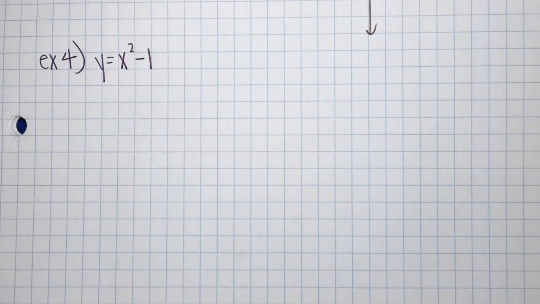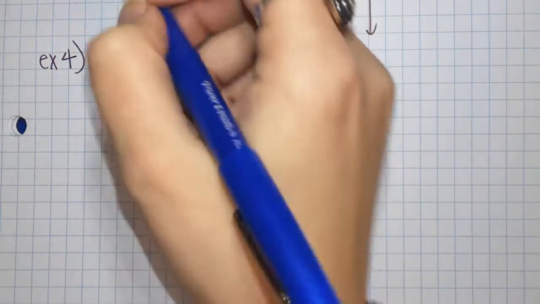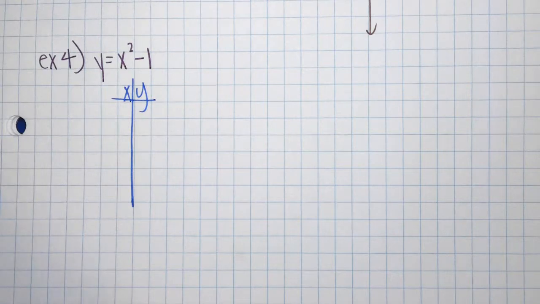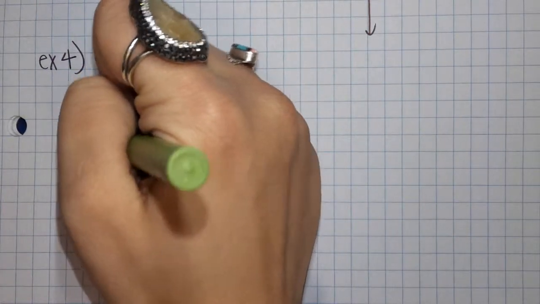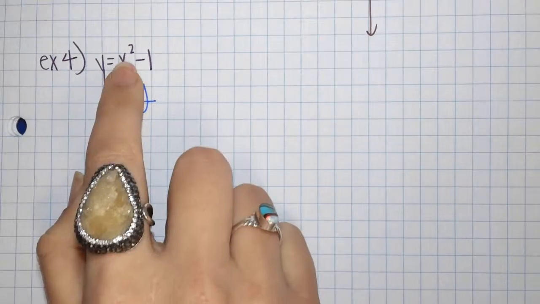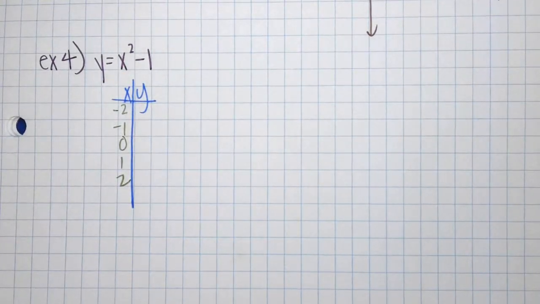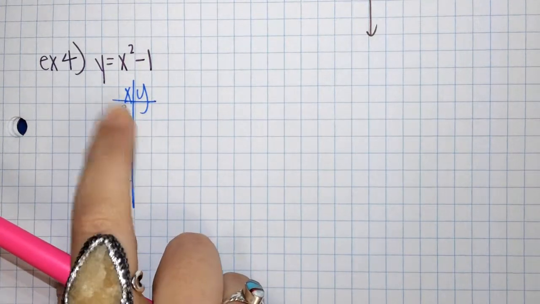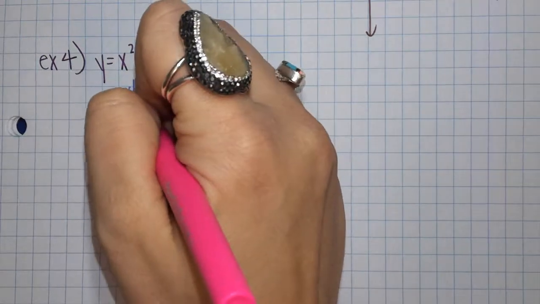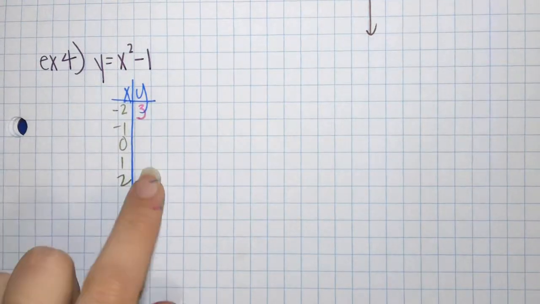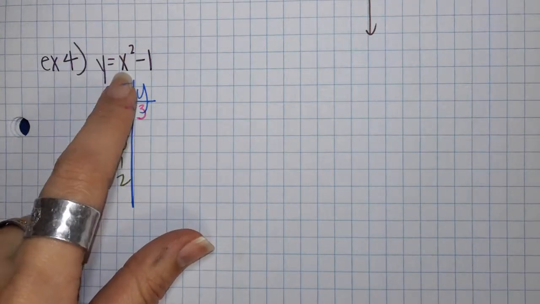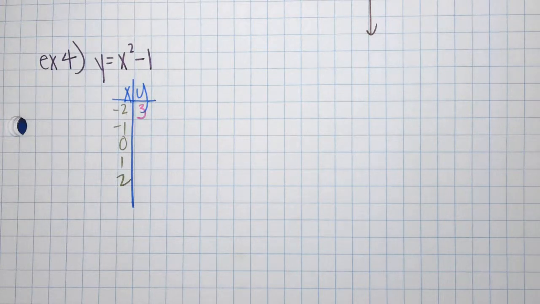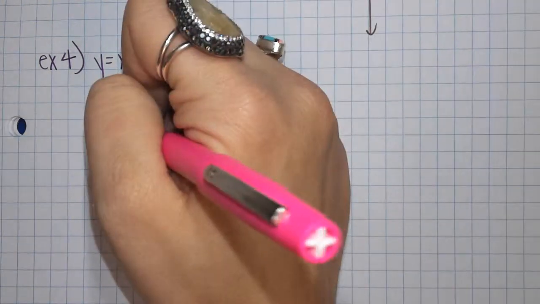Wouldn't that be 0, negative 1, 0? No. The x-values are negative 2, negative 1, 0, 1, and 2. Negative 2 times negative 2 is positive 4. 4 minus 1 is 3. Negative 1 squared, which is negative 1 times negative 1, is positive 1. 1 minus 1 is 0.